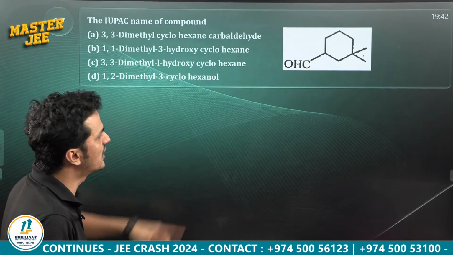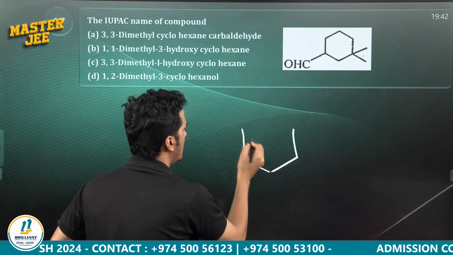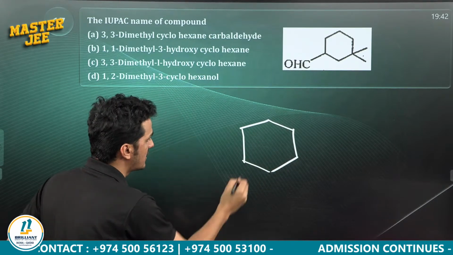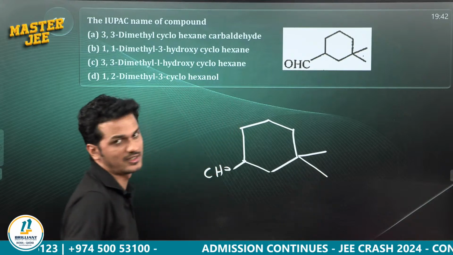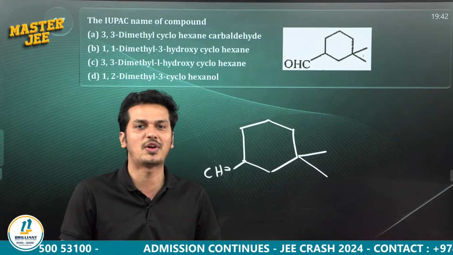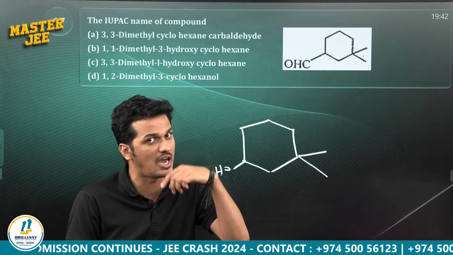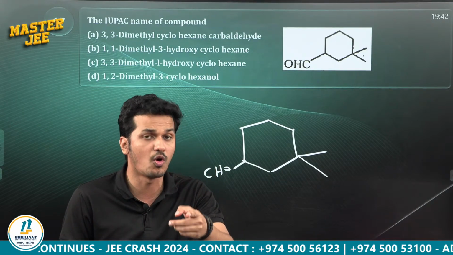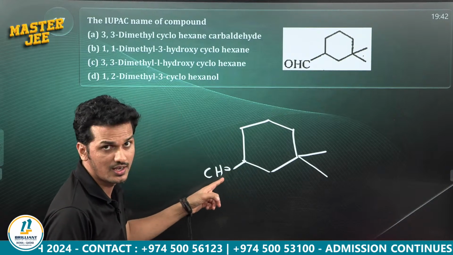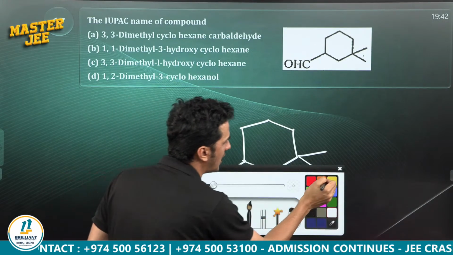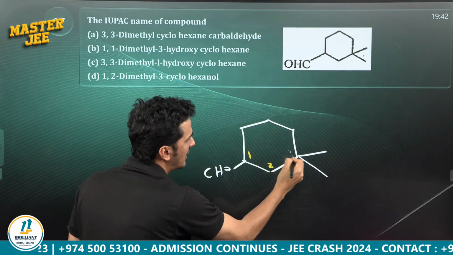The IUPAC name of this compound. Again it is a ring. Here it is CHO and here 2 methyl groups are there. You may have learned that if a cyclic compound contains more than one branch, we have to give the highest priority to that only when a functional group is absent. Here a functional group is there. That time we have to give the highest priority to the functional group. So 1 to that, then 2, then 3.